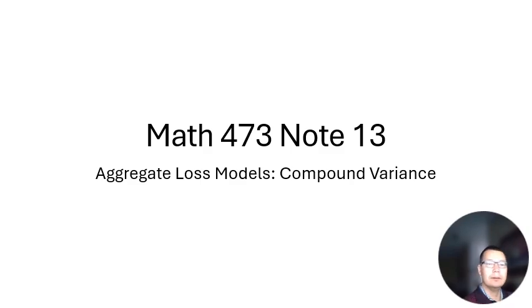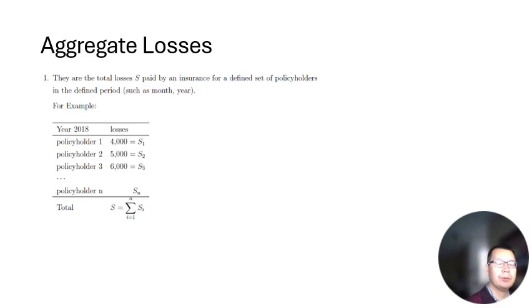Hello everyone. Today we are going to talk about aggregate loss models, compound variance. So what are aggregate losses? They are the total losses paid by an insurer for a defined set of policyholders in a defined period, such as a month or a year.